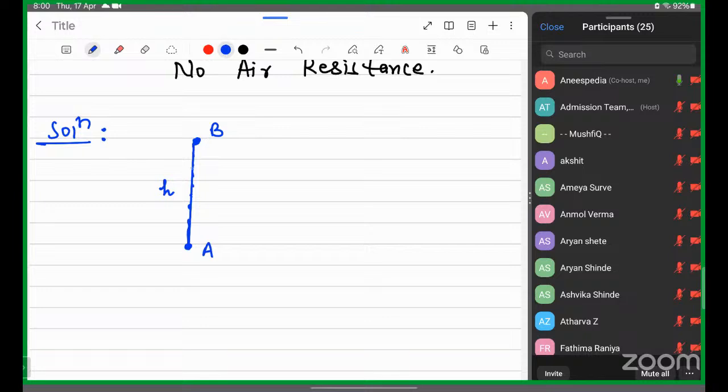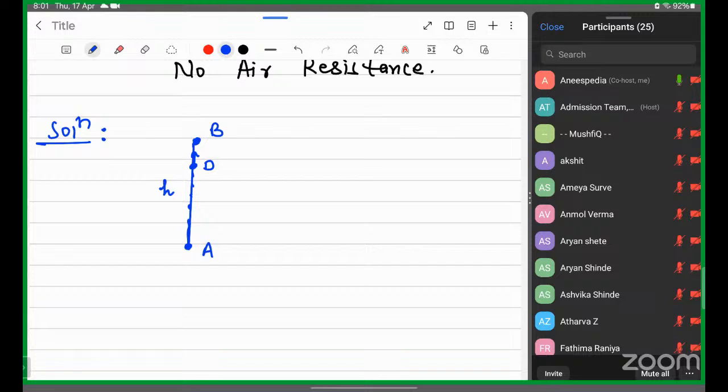If I select any random point in between the journey, let's say this point D, whatever will be the velocity of the ball at point D when it goes upward, same will be the velocity at point D when the ball goes downward. So this is what we mean by symmetry in the motion. It also implies that time taken to reach from point A to D will be same as time taken by the ball to reach from point D to point A.